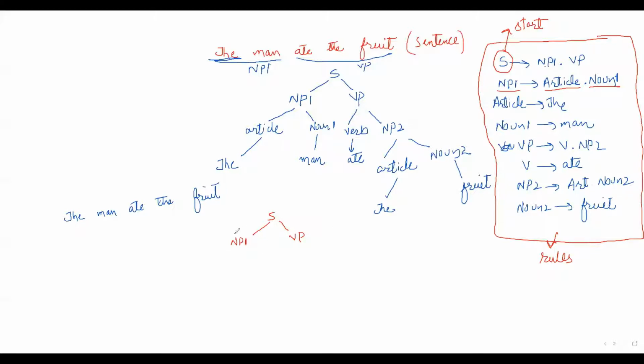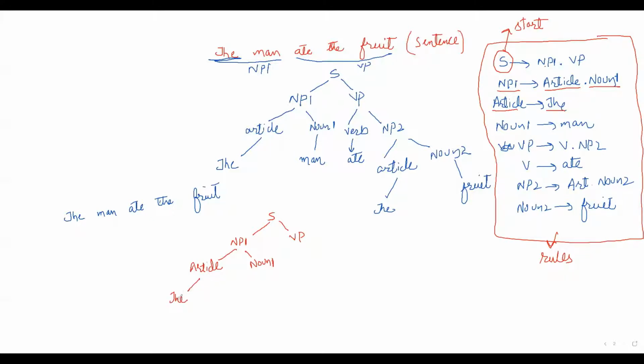So let's say we are first writing for this side, the left side. Let us first complete the left side. So noun phrase 1 will be article and noun 1. As I said, let's first complete the left side. Which one is the left side? Article. Now article can be written as the. So article derives the.